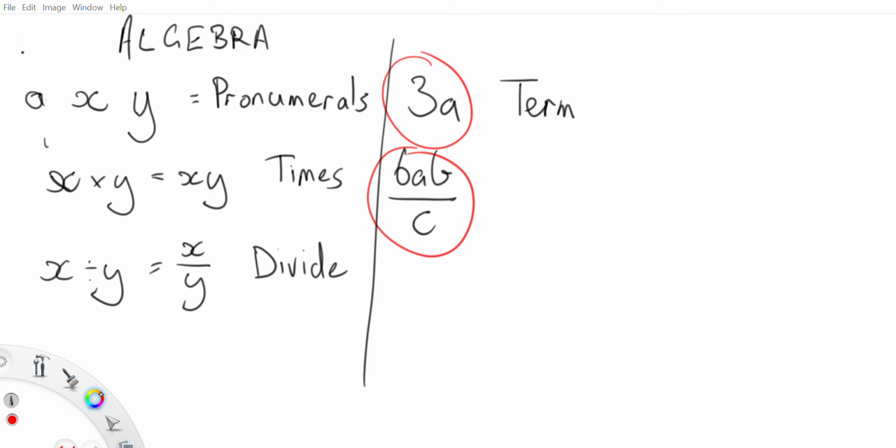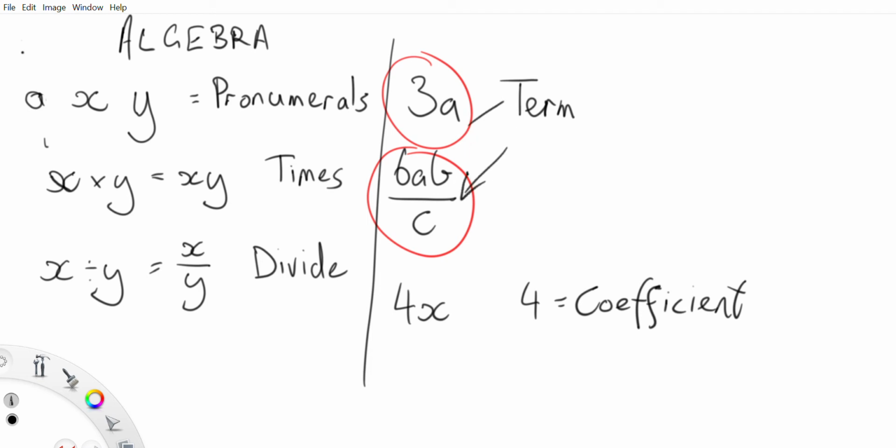The number, so if I had 4x, the 4 is called the coefficient. There's a whole lot of different little definitions here, but that's called the coefficient. Just something that you need to write down. There's a whole lot of stuff going on here, but it will make a bit more sense when we get to some of the questions. You just need to remember about pronumerals, how we represent times, how we represent divide, and that we have different terms, and we have a coefficient, which is just the number next to it.